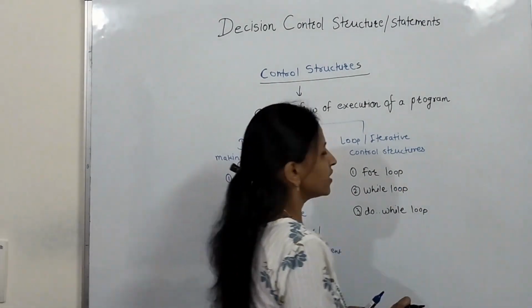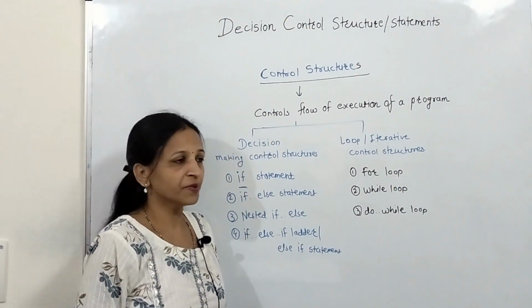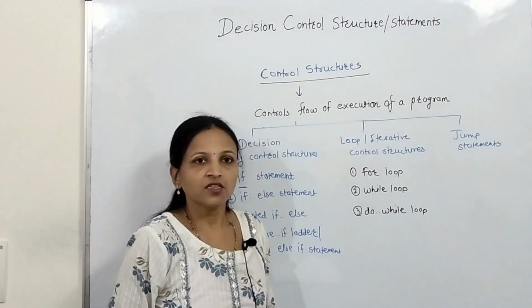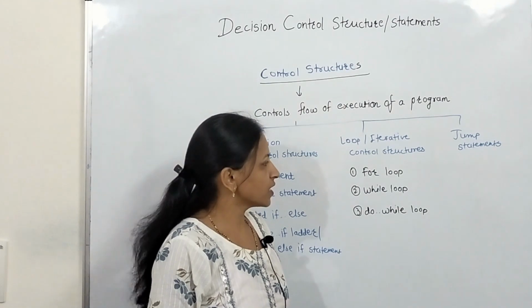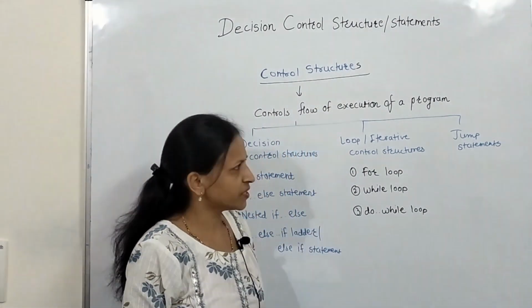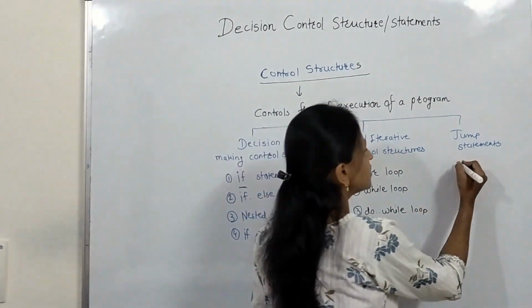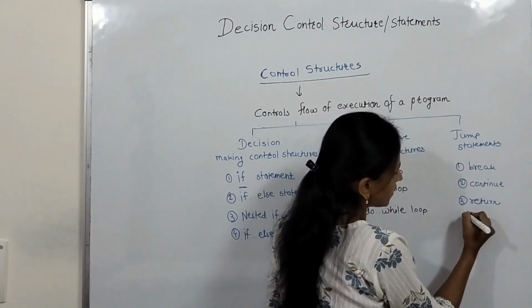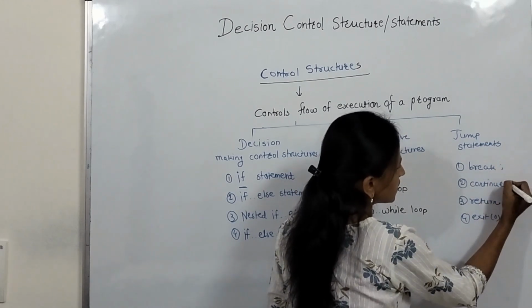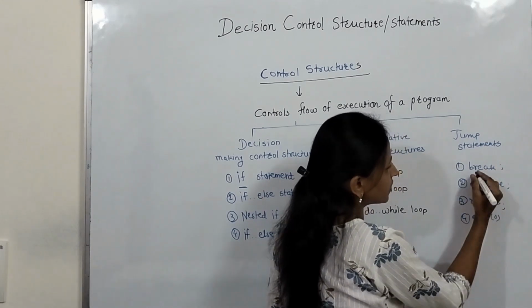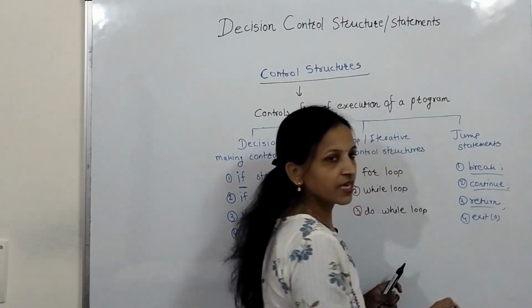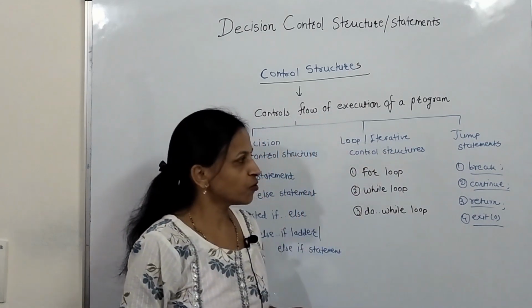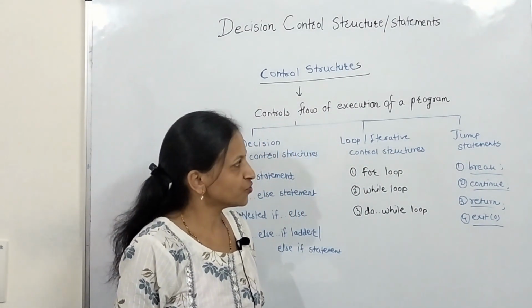Now the next type remaining is nothing but jump statements. Under this, there are again multiple statements provided by C language. The first one is break, next one is continue, then return, then exit. Break, continue, return are actually keywords, and this exit 0 is a function. These are provided by C language for jumping.